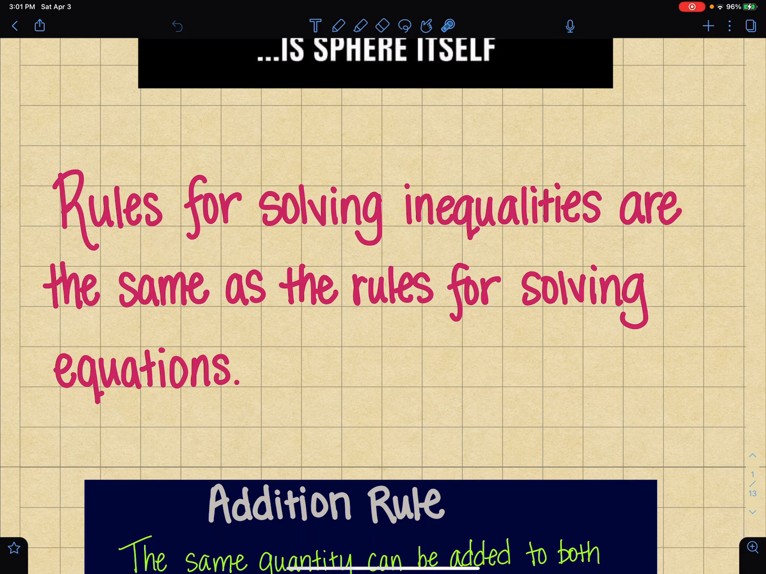Rules for solving inequalities are the same as the rules for solving equations. Remember, an equation just means a problem with an equal sign in it. And inequalities are anything with less than, greater than, less than or equal to, something like that. In general, the rules for solving inequalities are the same as the rules for solving equations. There's one big exception, which we're going to get to, but first let's talk about what's the same.